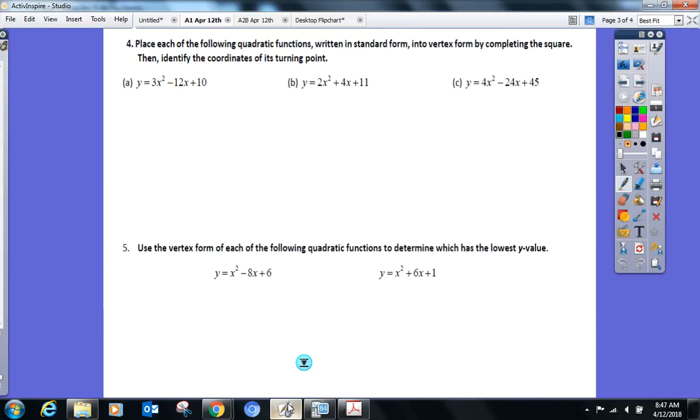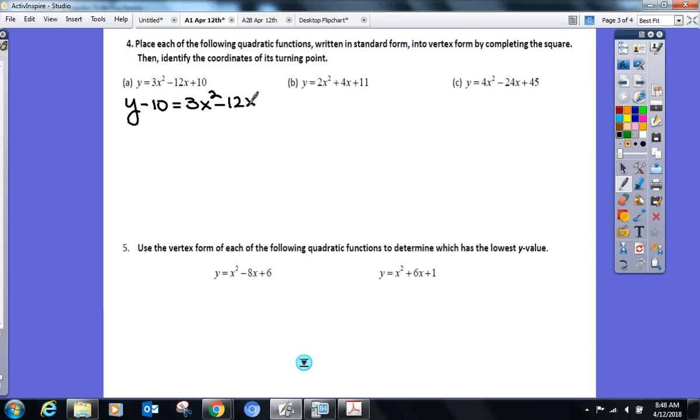What's the next step in completing the square? Move the C value over. What's the C value up here? 10. Move it over: y minus 10 equals 3x squared minus 12x. We all good? But I still run into this problem. I can't complete the square unless the A value is what? 1. Now we're going to make it 1.